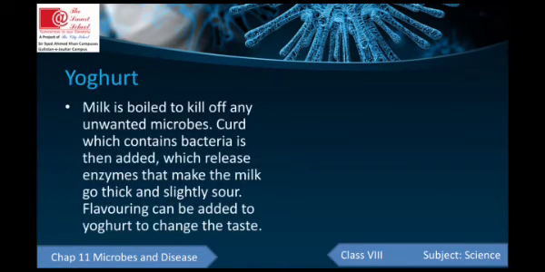Yogurt. Milk is boiled to kill off any unwanted microbes. Curd, which contains bacteria, is then added, which release enzymes that make the milk go thick and slightly sour. Flavoring can be added to yogurt to change the taste.